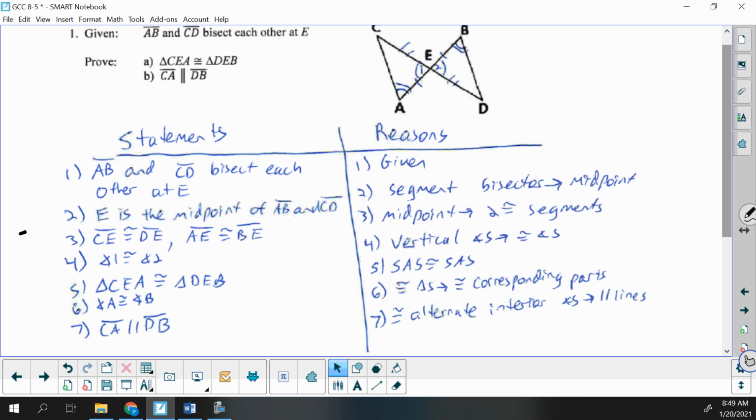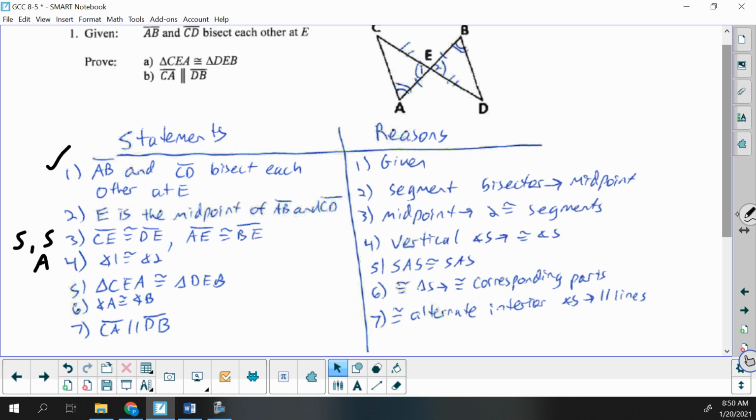So we get 2 sides from this here. We've used this given as far as we can go. So look for your vertical angles or reflexive. We have crisscrossing lines there. We can do vertical angles. Label them 1 and 2. You got your vertical angles implies congruent angles, and angle 1 is congruent to angle 2.